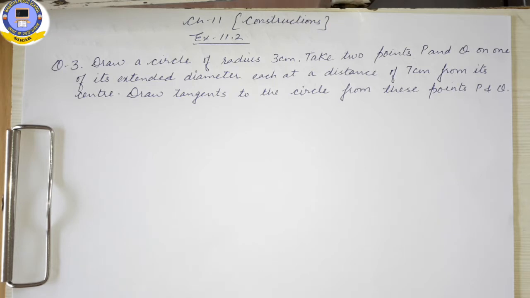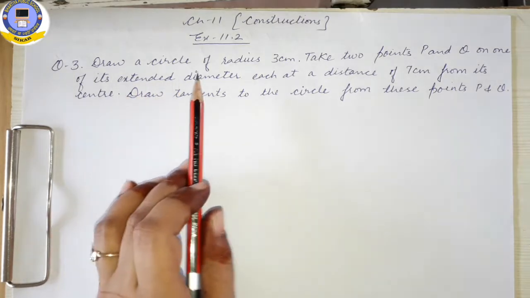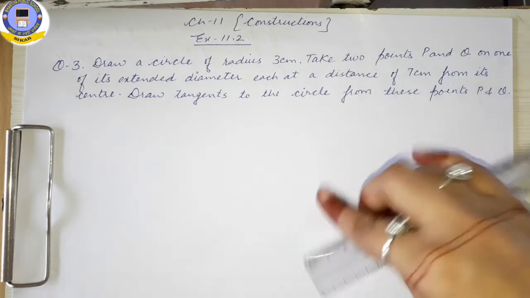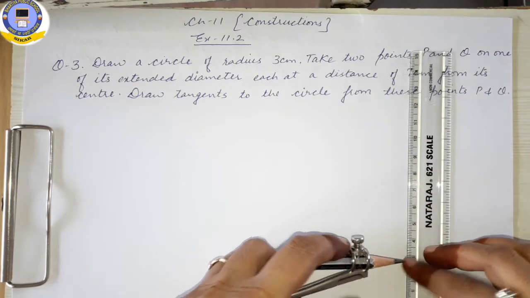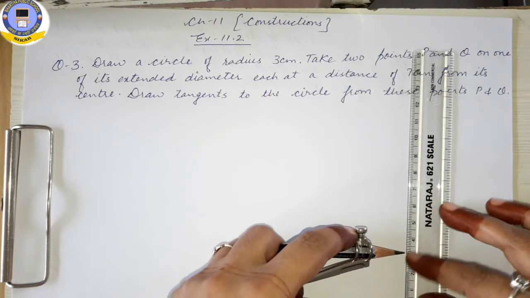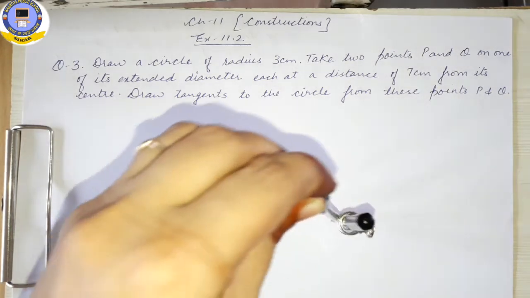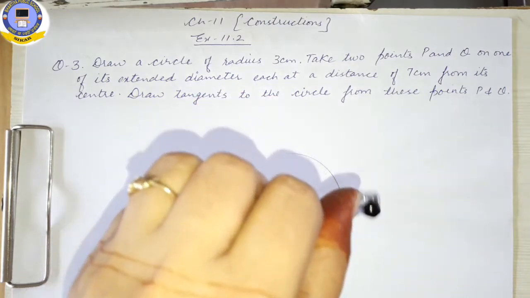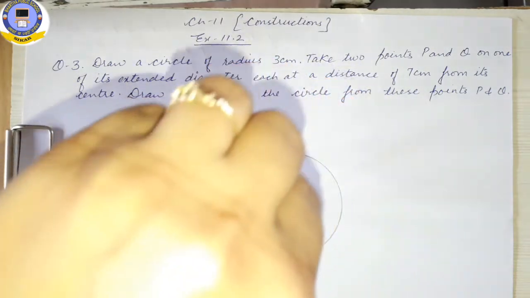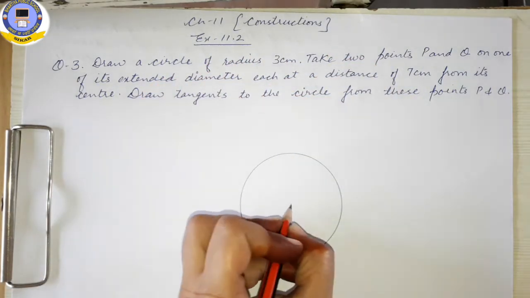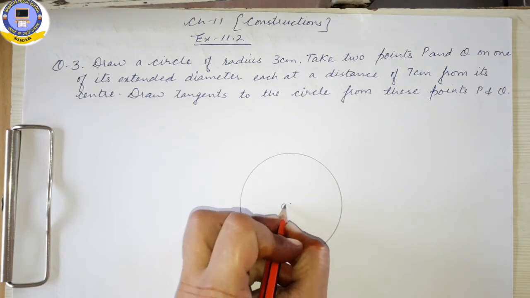You might have tried it. Please check it once. Question number third is: draw a circle of radius 3 centimeter. First step is to draw a circle of radius 3 centimeter. So open your compass up to 3 centimeter and draw a circle. The first step is draw a circle of radius 3 centimeter. Label its center as O.